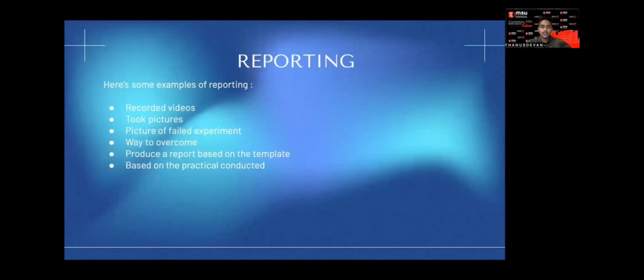Next, as for recording data and reporting, we have compiled all of the processes that we have stated, from the specimen logging until the recording of the data, into one report by using recorded videos, pictures, and other means.